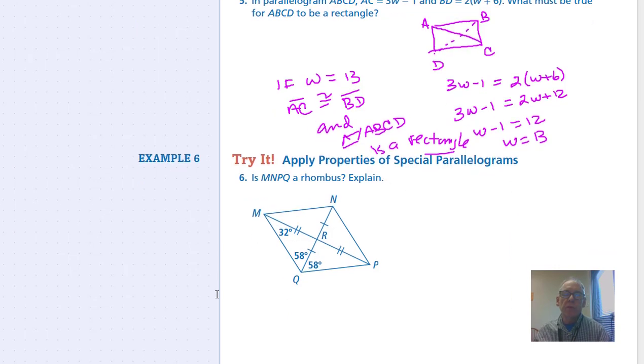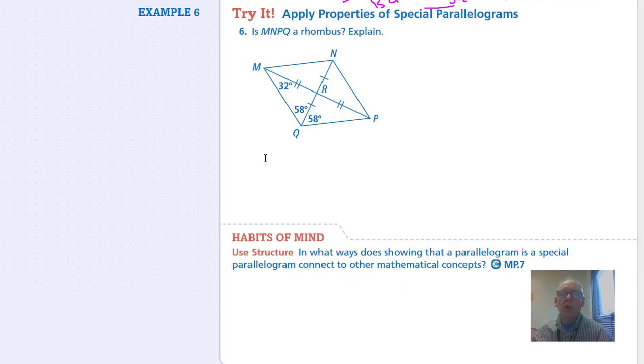Let's look at the next one, number 6. Okay, here we have some angle measures. So we've got 58 and 58 and 32, so that these are complementary. They add up to 90. That tells us that there's a right angle there, which means that these are all right angles. If this is a 58 and this is a 90, complementary means this has to be a 32.